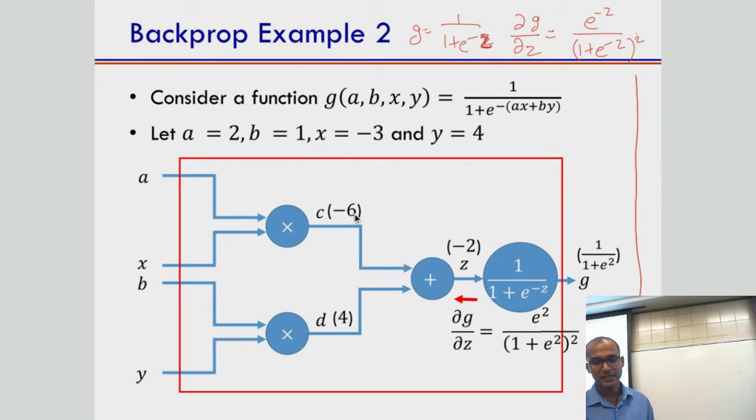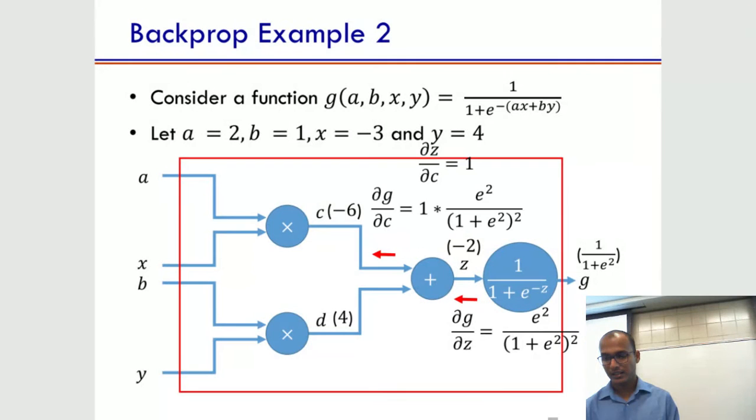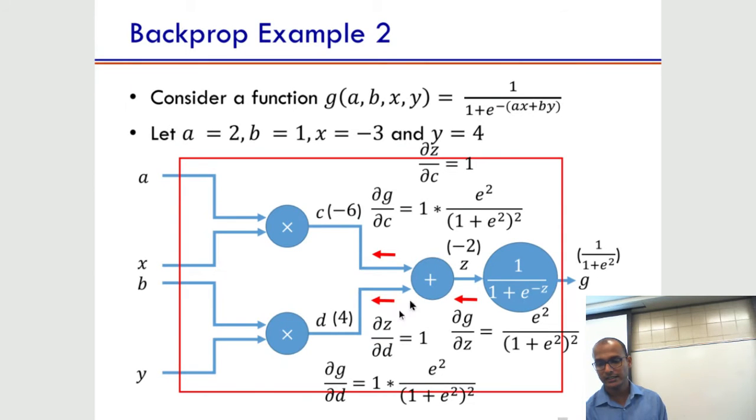Sorry, the numbers in the brackets are just the evaluations. a times x is minus 6 and b times y is 4. Those are the numbers in the brackets, and that's what I wrote here. Since the local gradient of z is 1, and the incoming gradient was this, the gradient of g with respect to c is the product of the local gradient times the incoming gradient. Similarly, the local gradient is 1, so the gradient of g with respect to d is 1 times the incoming gradient. This part is fine, I'm just writing everything very elaborately.